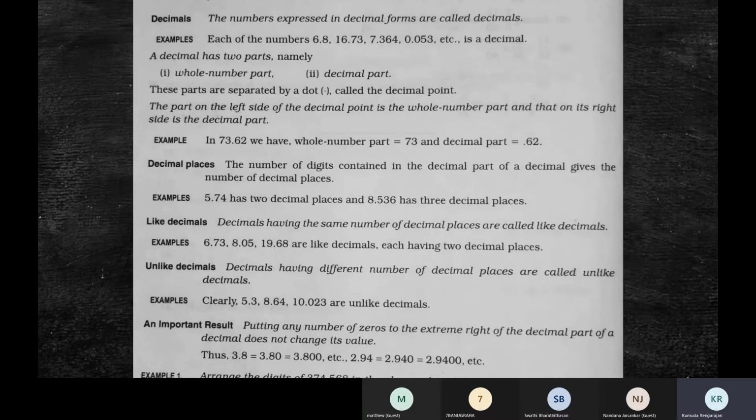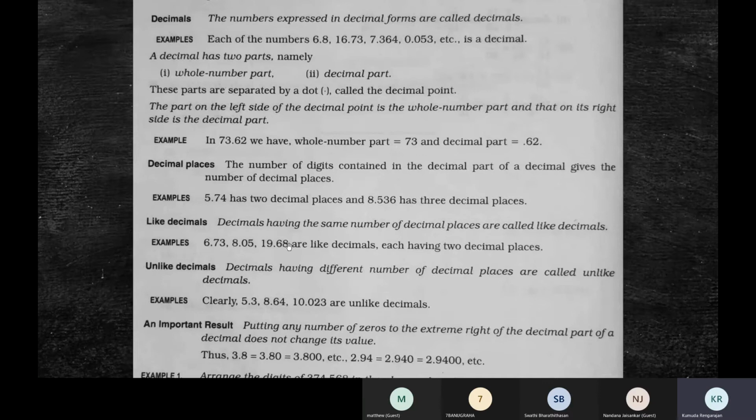So if decimals have the same number of decimal places, they're called like decimals. Now see these examples. 6.73: after the decimal point, two digits. Here also 8.05: after the decimal point, two digits. This one, 19.68: after the decimal point, two digits.